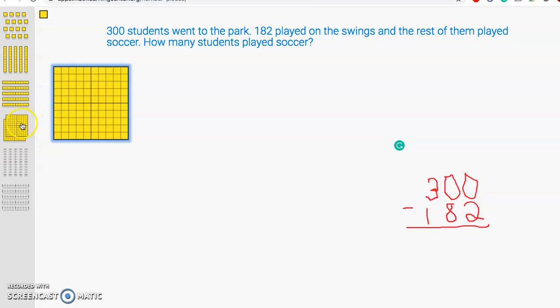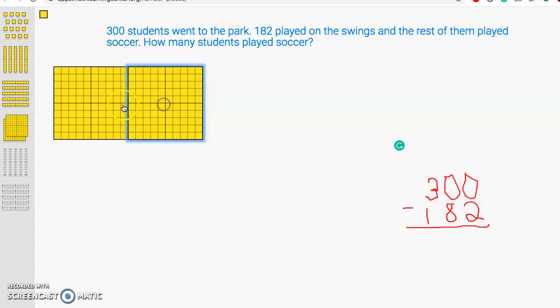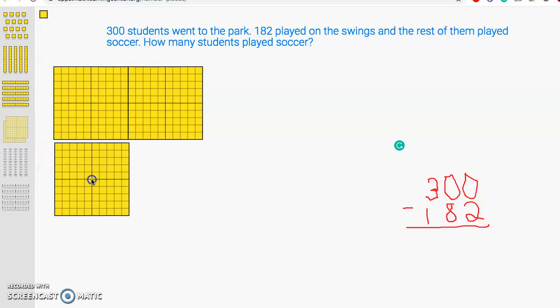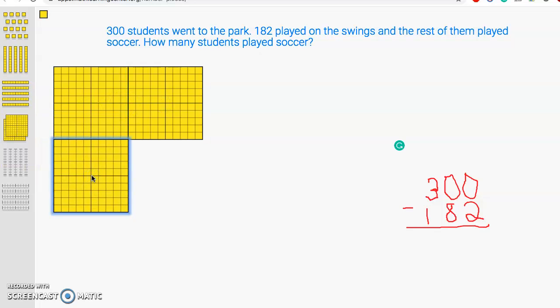So the first thing I'm going to do is create 300 with our blocks. 100, 200, 300. If I were to write this as an equation, I would write 300 minus 182, like I did here.